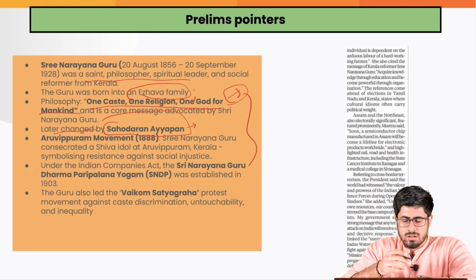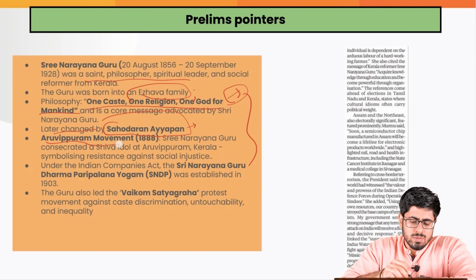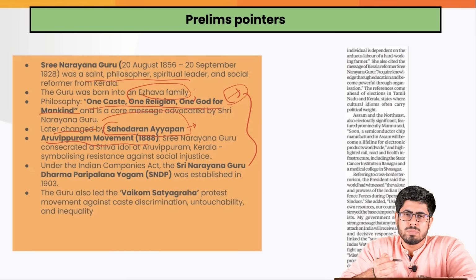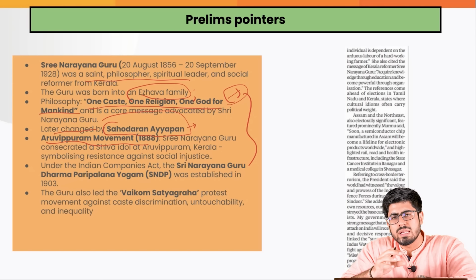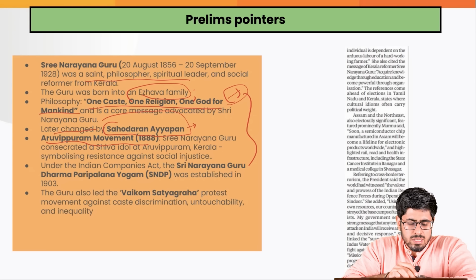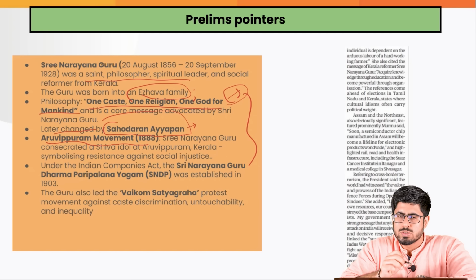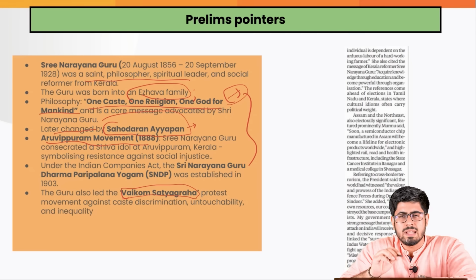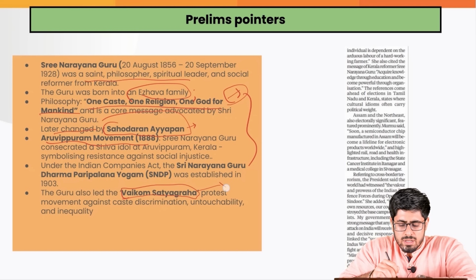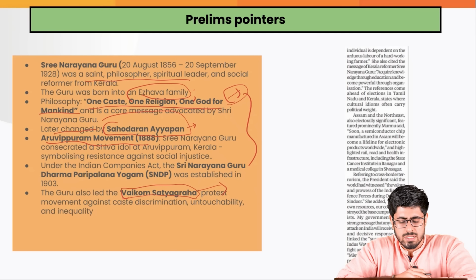Nonetheless, his other important work was that he started what came to be known as the Aruvipuram movement. Narayan Guru consecrated a Shiva temple in Kerala, in the town of Aruvipuram. So it came to be known as the Aruvipuram movement. Also, he was a participant of the very famous Vaikom Satyagraha, which was a temple entry movement for giving entry to the so-called lower caste of the society.